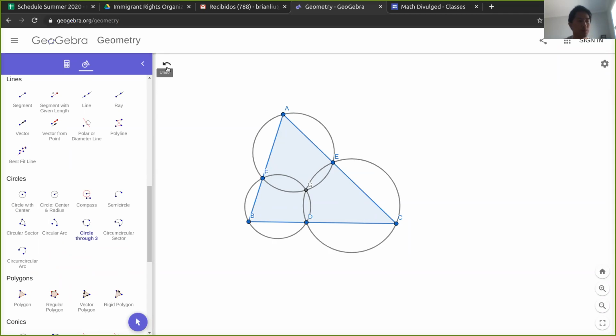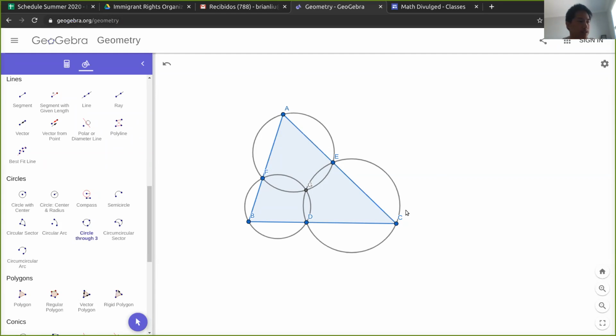Okay, so what property do we want to use? Yes, we want to prove that AFGE is cyclic. And someone in chat is suggesting angle chase. Yes, let's angle chase. And why do we angle chase? Because what we just showed about cyclic quadrilaterals has to do with angles. So yeah, AEF.